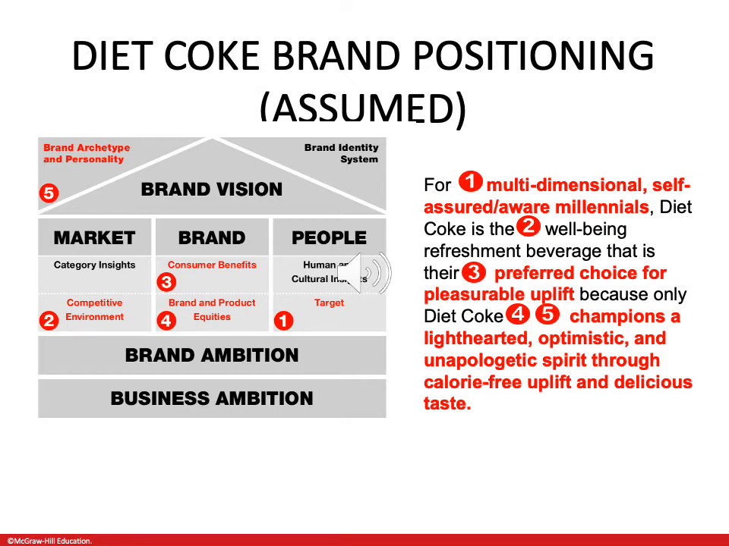Well, then we think about what's the marketplace, what are the specific attributes of the brand, and what do we really know about the people, right? So we look at the marketplace, we look at the category insights, we examine what's going on with competition. So we learn as much as we can about the marketplace. And then we think about our specific brand. Well, what are the consumer benefits? And what are the brand and product equities, or maybe the unique equities that we bring to the table? And then certainly understanding people, right?